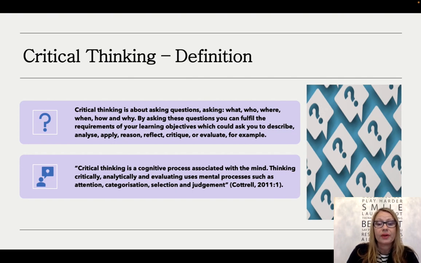Stella Cottrell, with her book Critical Thinking Skills from 2011, the reference is at the end of this presentation, is a brilliant book, and Cottrell argues that critical thinking is a cognitive process that's associated with the mind. Thinking critically, analytically and evaluatively does use mental processes such as attention, categorization, selection and judgment.